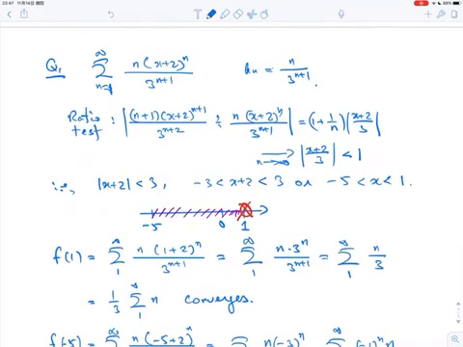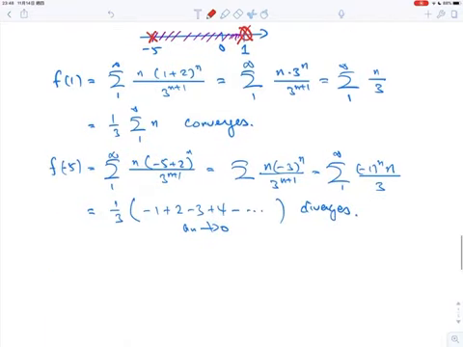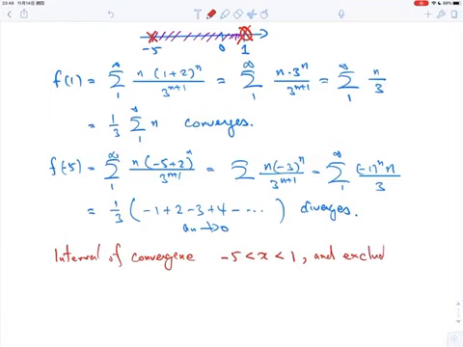So when we come back to this picture, we need to delete this point. So in this case, the interval of convergence would be from minus 5 all the way to 1, and the endpoints are excluded.